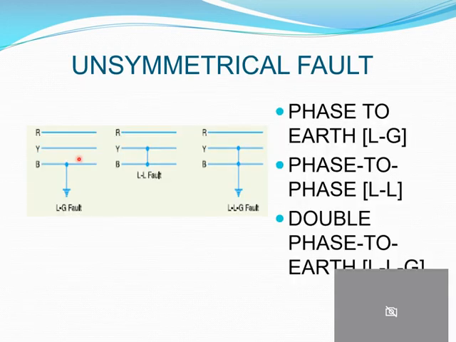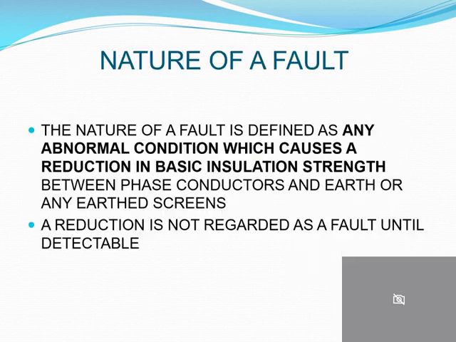Whereas in your unsymmetrical fault, you can see that in the first diagram, you have only the single phase to ground, or you have in the middle one what we call a phase to phase, and this one shows that it's between your white and your blue. It could also be between your red and blue, or between your red and your white. And then on the last one, you can see that it's between two phases plus earth. So those are all our unsymmetrical faults.